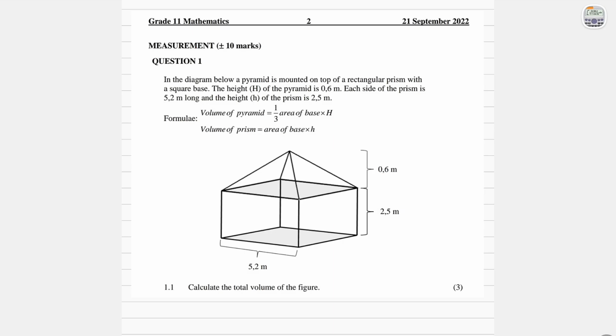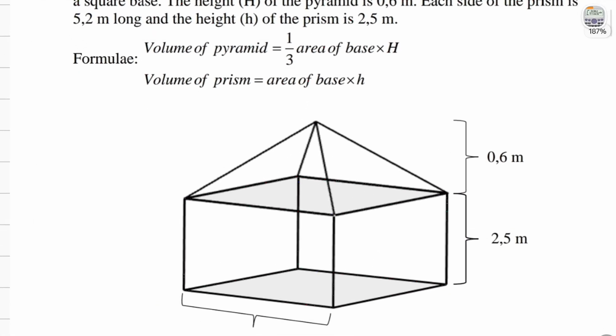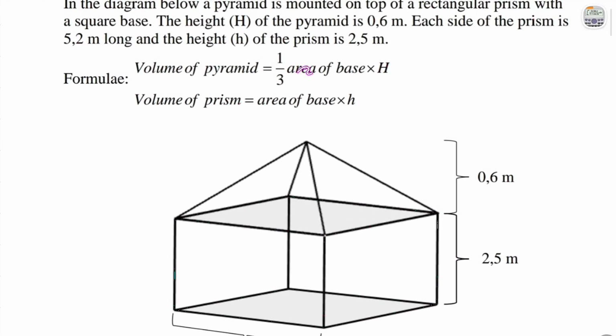Question 1 is on measurement, and it says, in the diagram below, a pyramid is mounted on top of a rectangular prism with a square base. Okay, so we've got this pyramid over here and it's been put on this rectangular prism. The height, which is h, of the pyramid is 0.6 meters. Each side of the prism is 5.2 meters and the height of the prism is 2.5 meters. So they also give us some formulae and they tell us the volume of the pyramid, which is 1 over 3 area of the base times height.